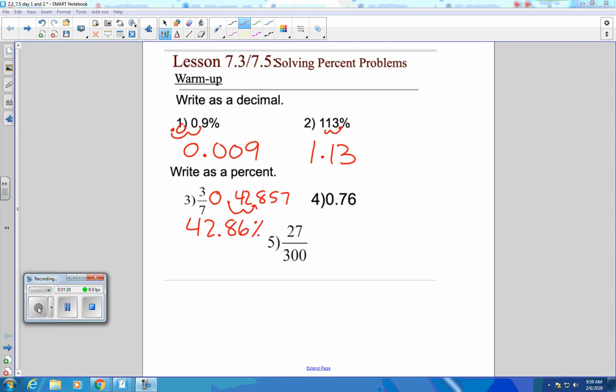Number 4, when we're given a decimal, to change it to a percent, we have to move that decimal 2 to the right. So I bump it 2 to the right, I get 76%. Then for 27 over 300, that as a decimal is 0.09 or 9 hundredths. For that, I just have to move my decimal 2 to the right, and we get 9%.